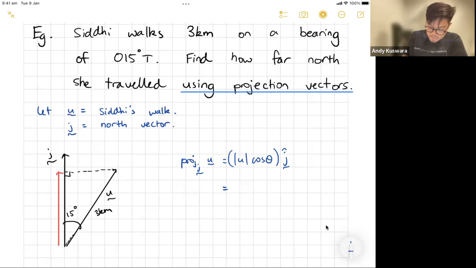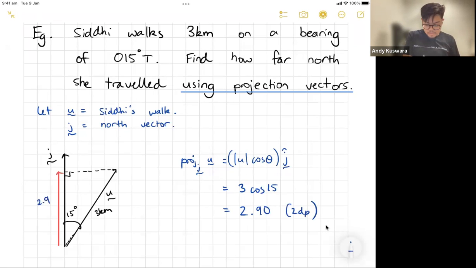The length of u, we know, is 3 kilometers. And cos theta is the angle in between, and they're both tail to tail, so we're sweet. It's going to be 3 times cos 15. I do have a calculator: 3 times cos 15 in degrees, to 2 decimal places, is 2.90. So if she traveled 3 kilometers in that direction, how far north she traveled is only going to be 2.9 kilometers. Okay, so far so good.